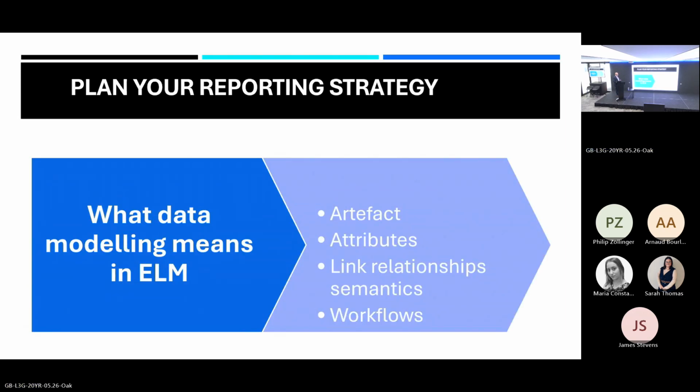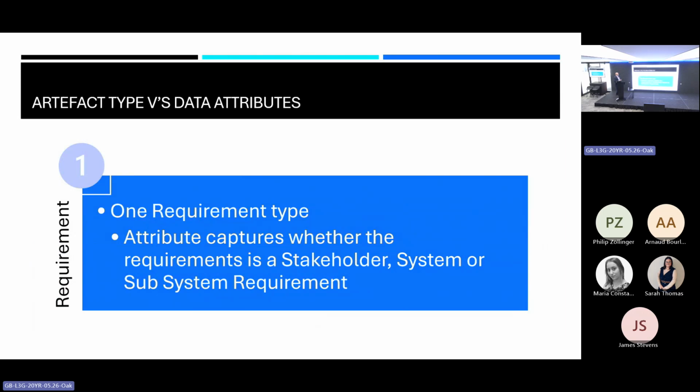Okay. So what do we mean by data modeling in ELM? We're talking about understanding artifacts, understanding attributes, your link relationships and semantics, and also workflows, or workflow states, if you like. Okay. So, artifact types versus data attributes. What are we talking about here?